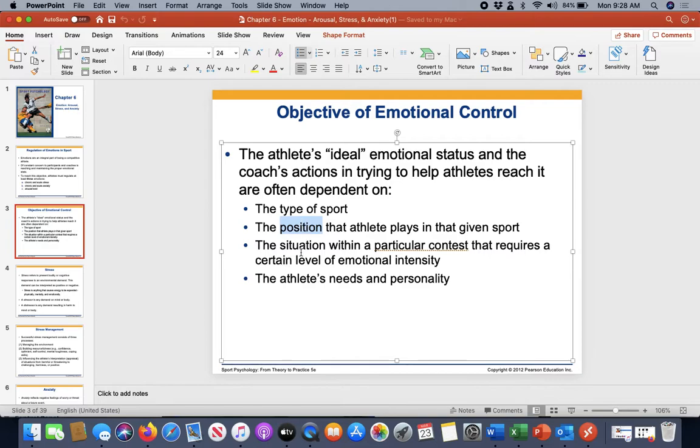All right. They talk about the situation within a particular contest. So, you always talk about it's the 9th inning, 2 outs, bottom of the ninth, the count's 3-2, you got a runner on third, and the game's tied. That situation right there is stressful. Doesn't matter who you are. Well, if you let that stressful situation turn into an anxiety moment where you become off of who you normally are as a person, well, then there you go. You see where you're going with that. And then lastly, the needs and personalities of each athlete. Okay? Each athlete is its own beast, its own animal.